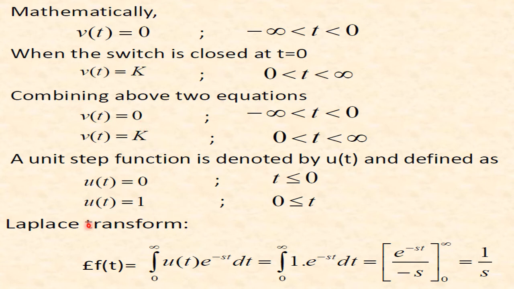Now, if I apply Laplace transform to this function, that is Laplace transform of f of t is equal to the integral from 0 to infinity of u of t, the given input function, times e power minus st dt. So u of t is nothing but 1 because it's a step input, and e power minus st dt. If I solve this, I get the answer as 1 by s.